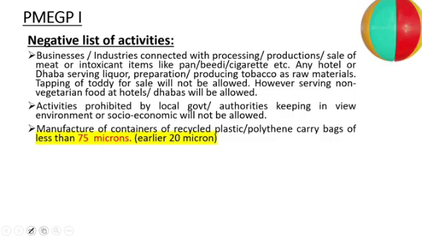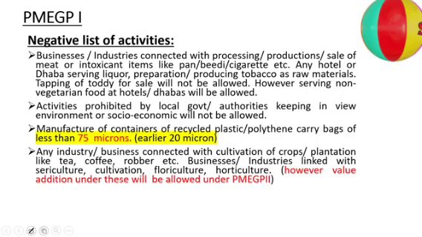Manufacturing of plastic or polythene less than 75 micron. Earlier it was 20 micron, now it is revised to 75 micron. Okay. Any industry or business connected with cultivation of crop plantation like tea, coffee, rubber, etc. That is in the negative list of PMEGP.